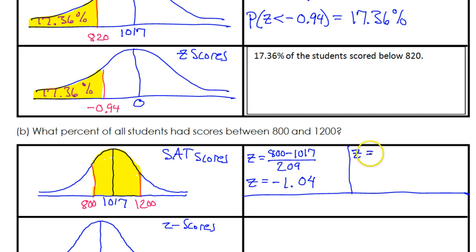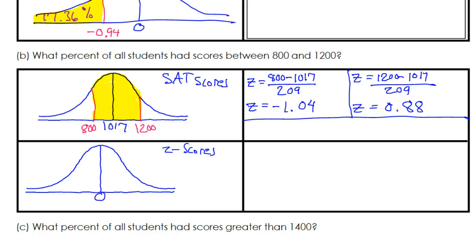And I'm going to have to do the same thing again with the 1200. So I'm going to do 1200 minus the 1017 divided by 209. Okay, I had 0.87559 and so on. That's going to round to two decimal places, 0.88. Okay, so I need to find the percentages associated with each of these. I can go ahead and show this on my z-score graph now. This one over here is my negative 1.04, and this one over here is my 0.88.